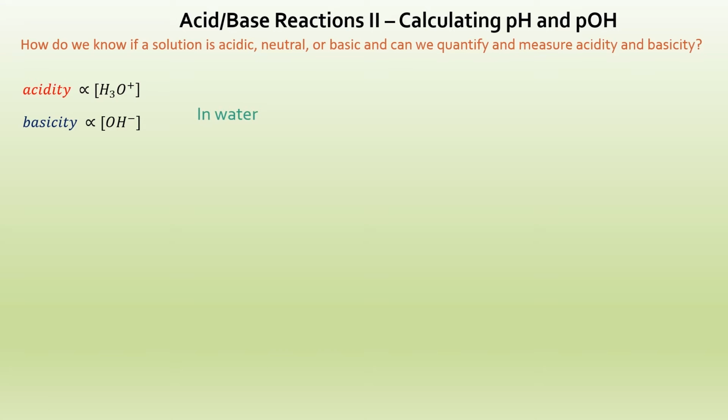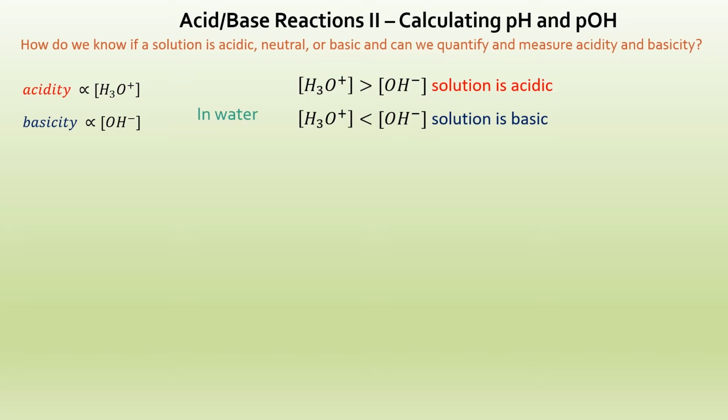So in water, if the hydronium concentration is greater than the hydroxide concentration, then the solution is considered acidic. And if the hydroxide concentration is greater than the hydronium concentration, the solution is basic. And if the two concentrations are equal, the solution is considered neutral.